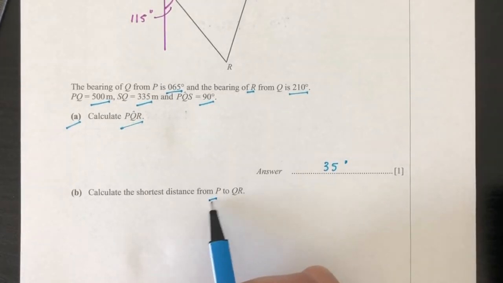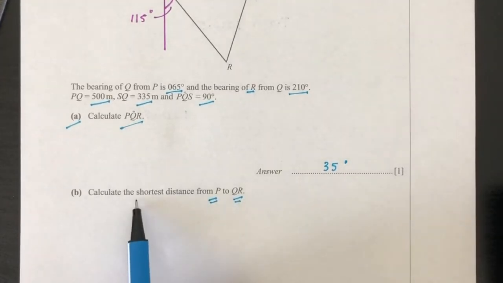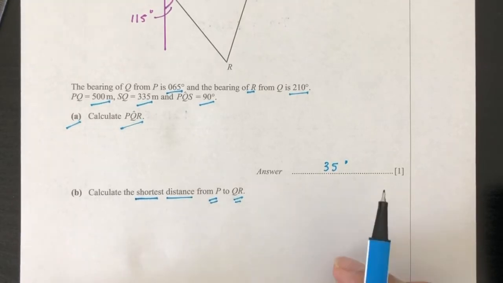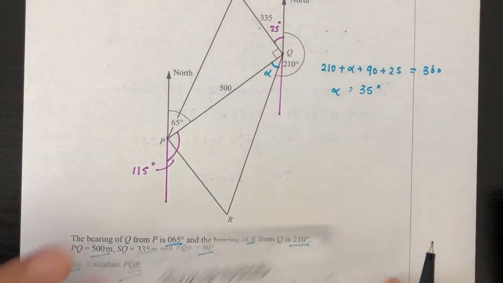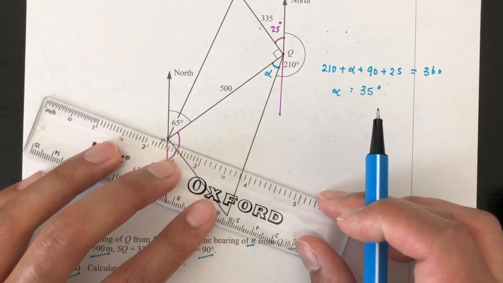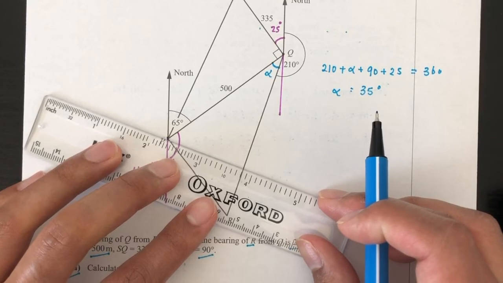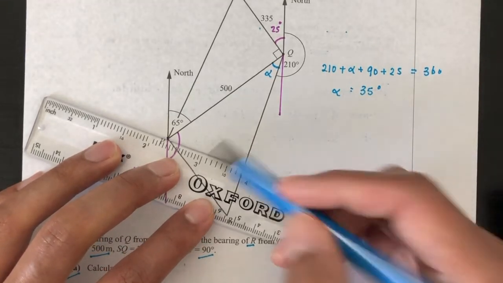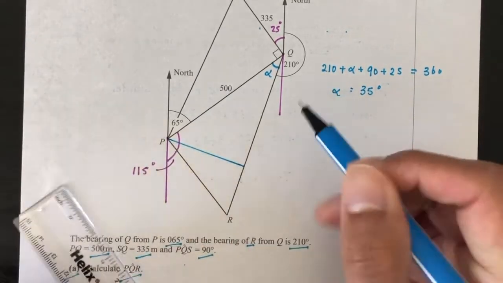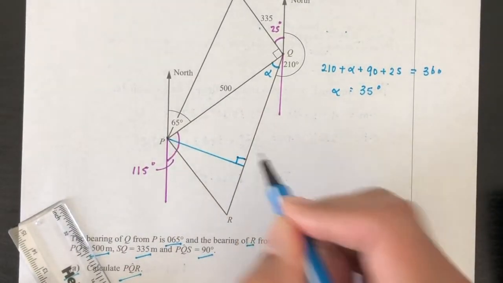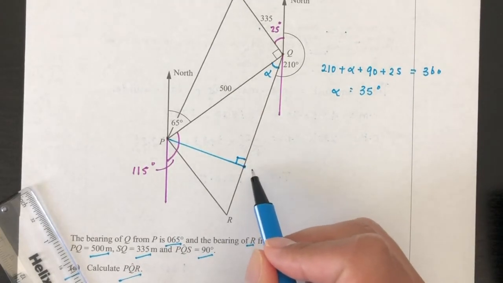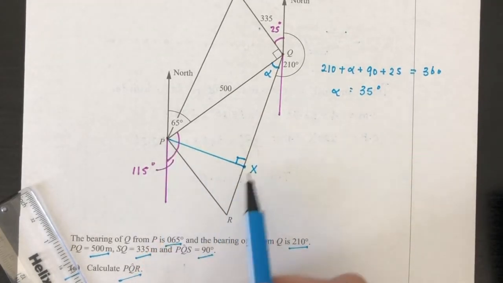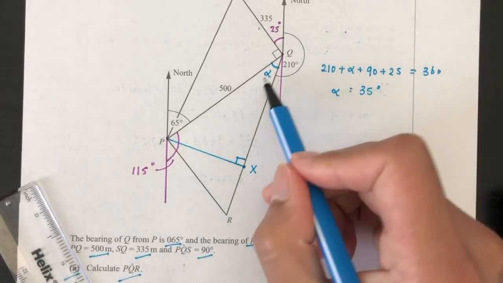Now part B, calculate the shortest distance from P to QR. So whenever you see shortest distance, it is the perpendicular distance. So P to QR, you have to go to point P and find the perpendicular distance to the line QR. That will be this one. This is 90 degrees. So we have to find this distance. Let's call this the point X. So we have to find PX. So we know this is 35.